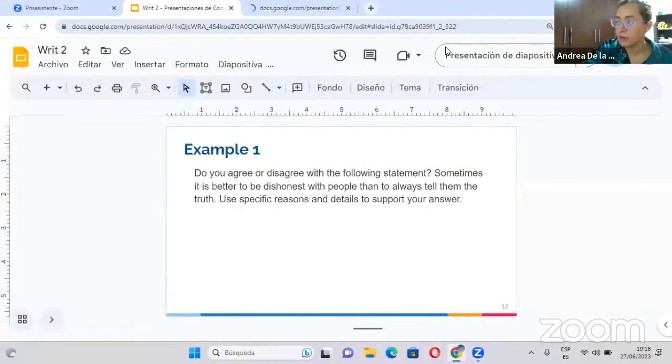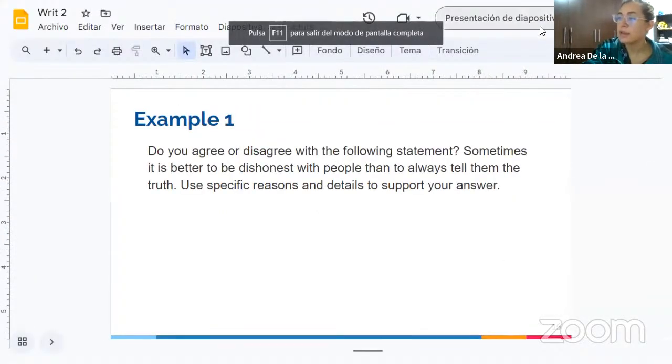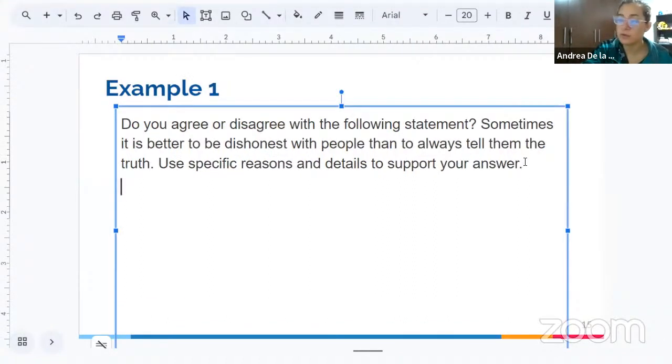You have to keep in mind that it doesn't really matter what you write about, right? It doesn't matter what your opinion is, which side you go for. They're not trying to judge your opinions or your way of thinking. So it doesn't matter which option you choose, you can still have a great essay for both. And most of the time, to be honest, you can use the same reasons for both. But in this case, let's go for disagree. So we're going to say that we disagree and we think it's better to always tell the truth.